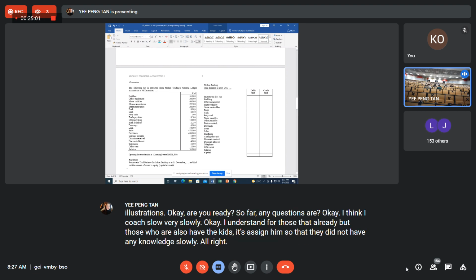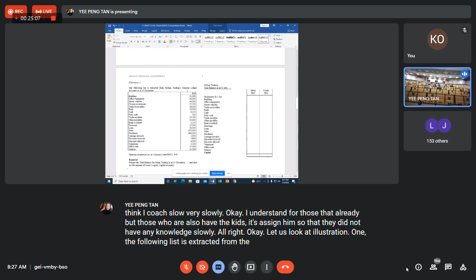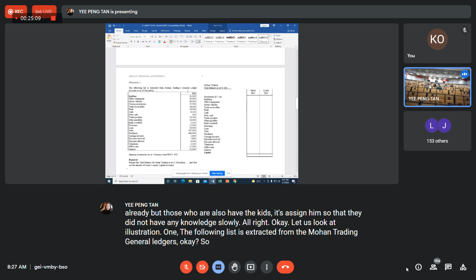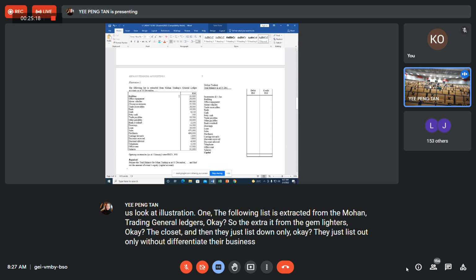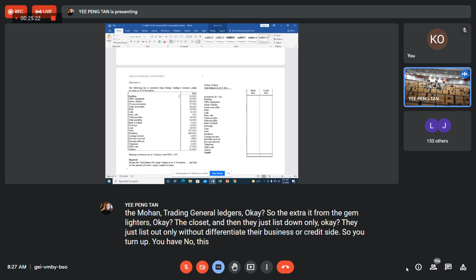All right. Let's look at illustration 1. The following list is extracted from the Mohan Trading journal ledgers. So they extract it from the journal ledgers, they close it and then they just list down only, without differentiating debit side or credit side. So you have to know whether this asset is supposed to be debit side or credit side.